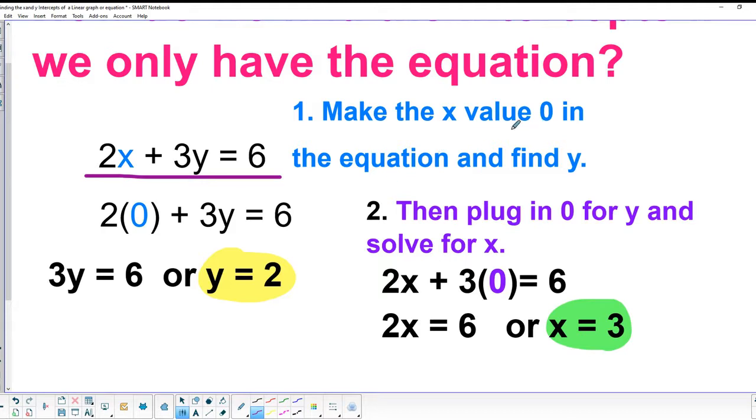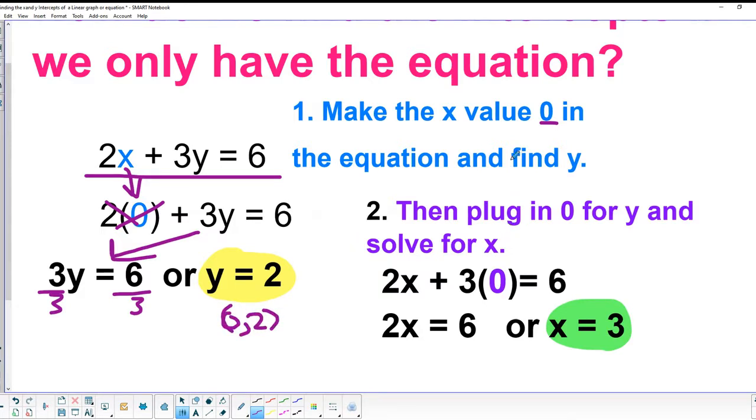So on the first one, let's just put in 0 for x and then solve for y. Do you see how we put a 0 in for x right here? Well, anything times 0 is just 0, right? So now we have 3y equals 6. And to solve that, we're just going to divide both sides by 3. And when we do that, we end up with y equals 2. So the y-intercept is 2, or as a coordinate, (0, 2).